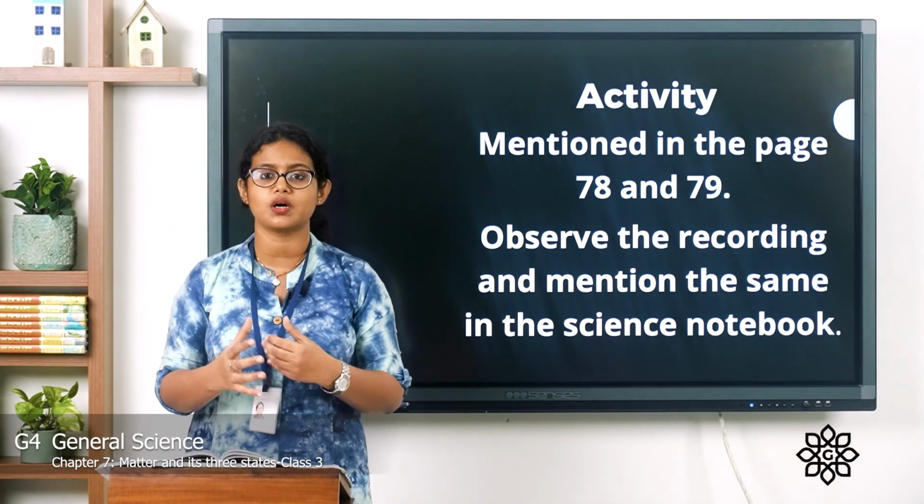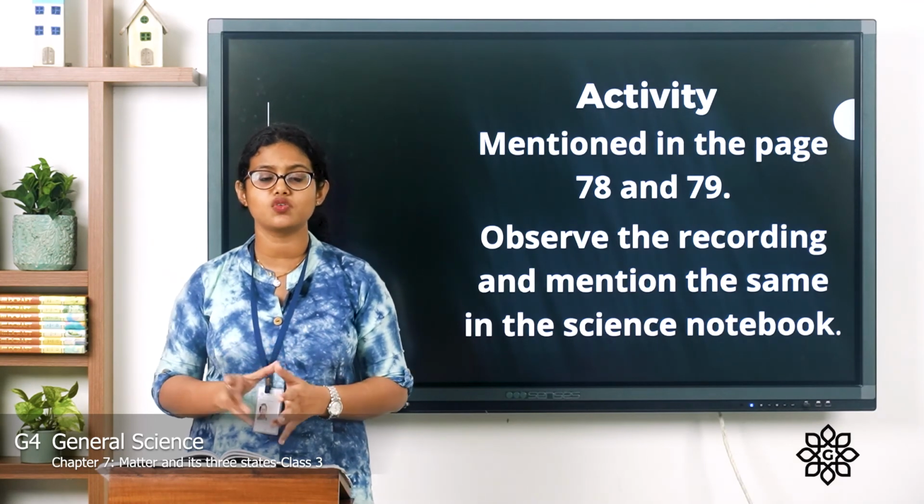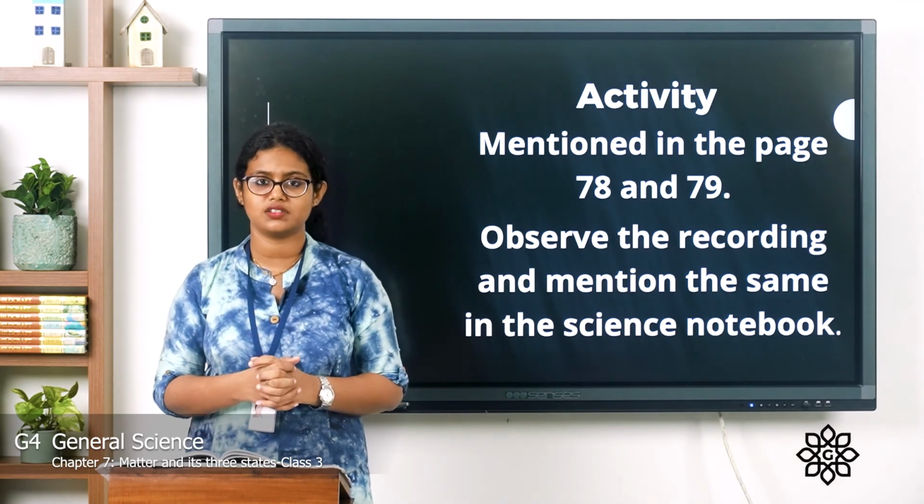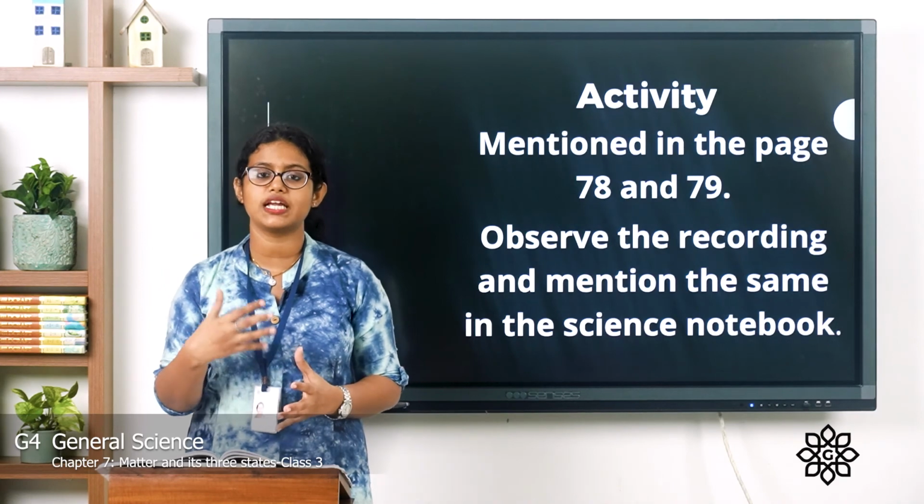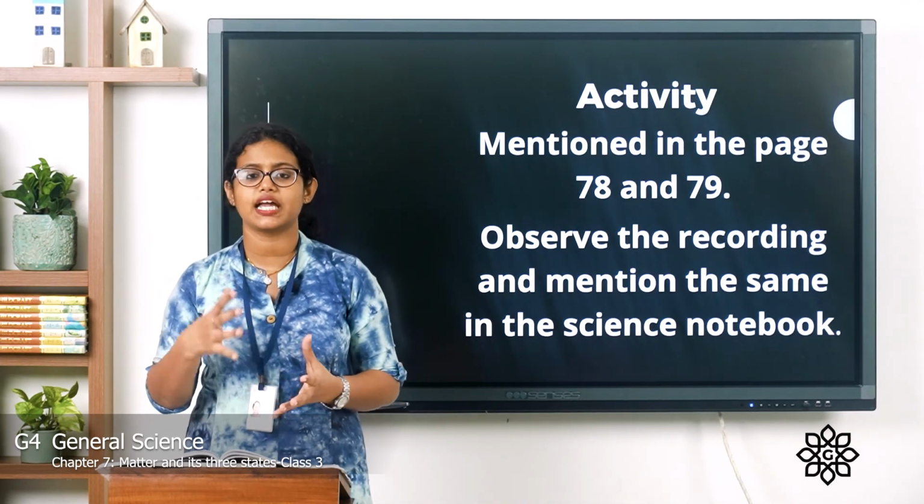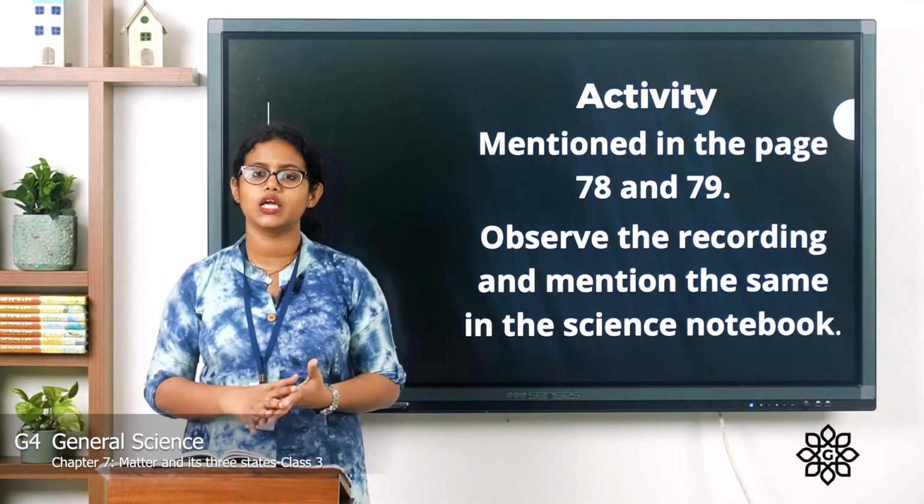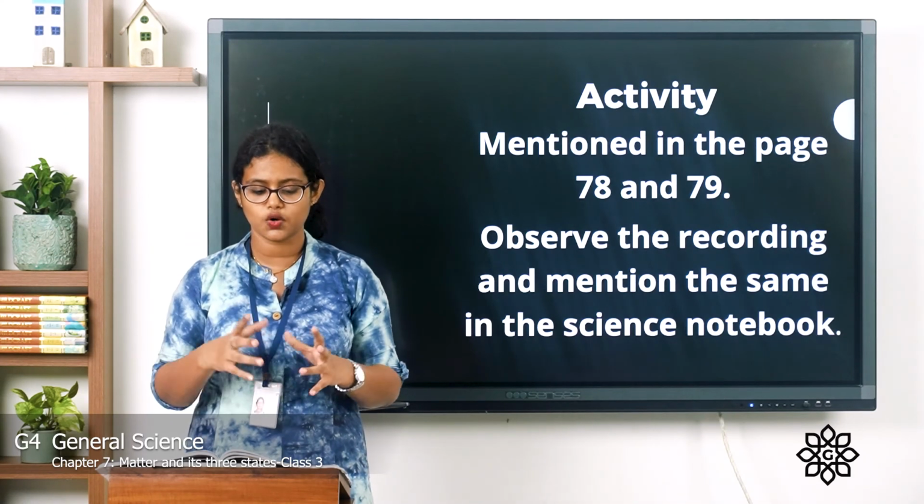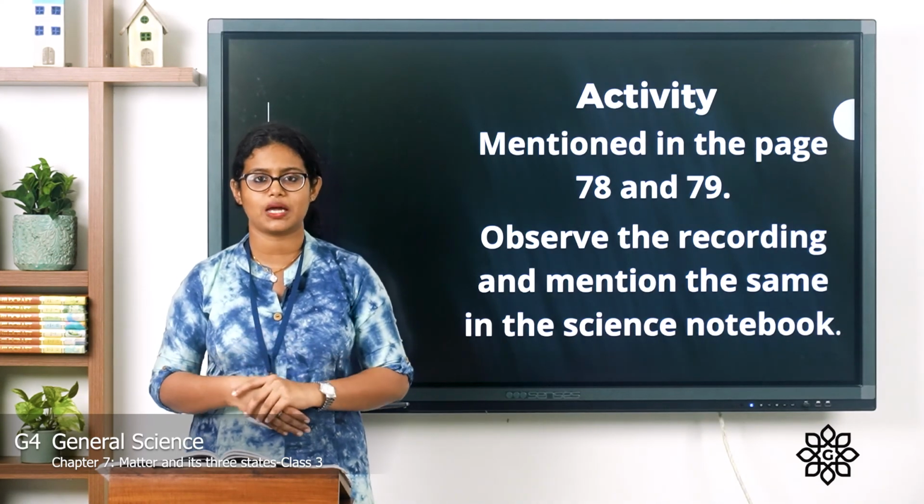So we learned about matter and the 3 states of matter. And we learned that states of matter can change. They can change from solids to liquids, liquids to gases. So I hope you all understood this chapter.